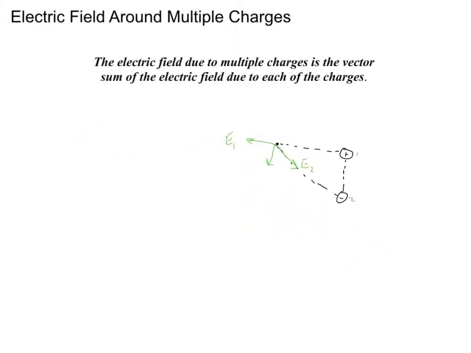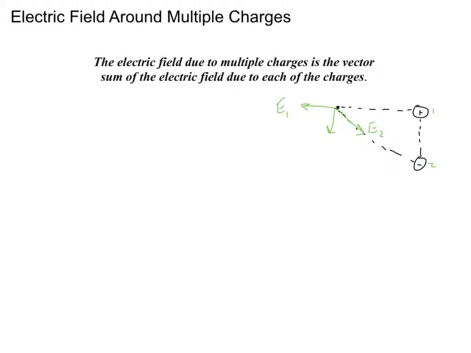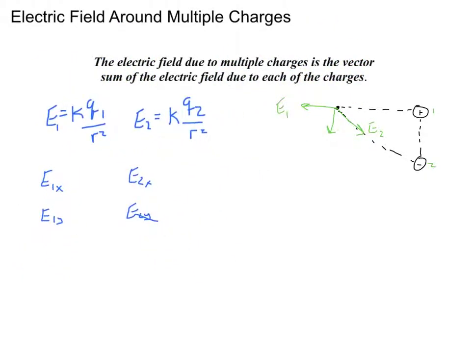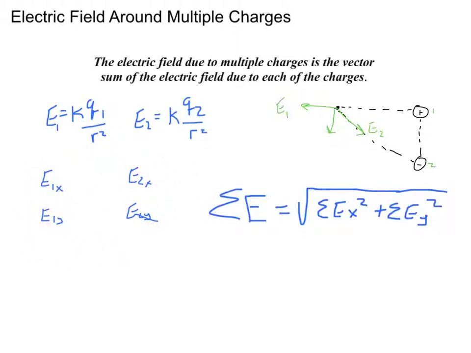So the basic process to solving a problem like this would be to use kQ over r squared to figure out E1, then use kQ over r squared to figure out E2. Then, once you have those, you would use vector analysis to figure out the x and y components of each of those electric fields, add up everything in the x direction, everything in the y direction, then Pythagorize everything to figure out your total electric field. Now, we'll see examples like this problem in class, but due to time constraints, we're not going to go into it here in the video. But this is the basic process of solving something like this.